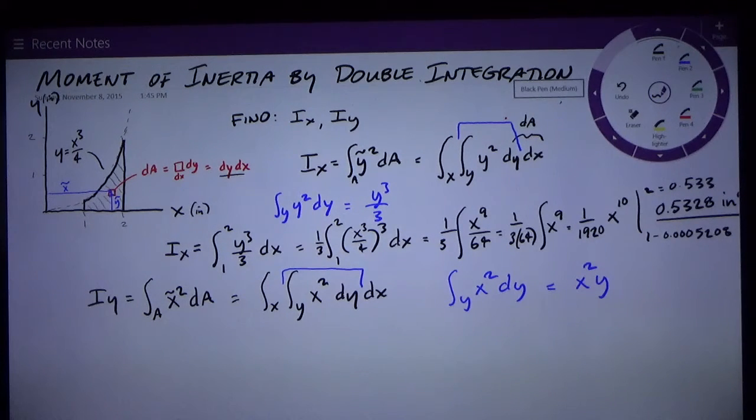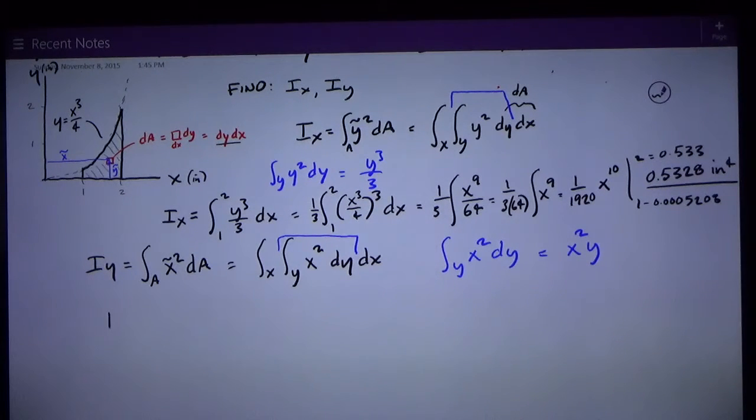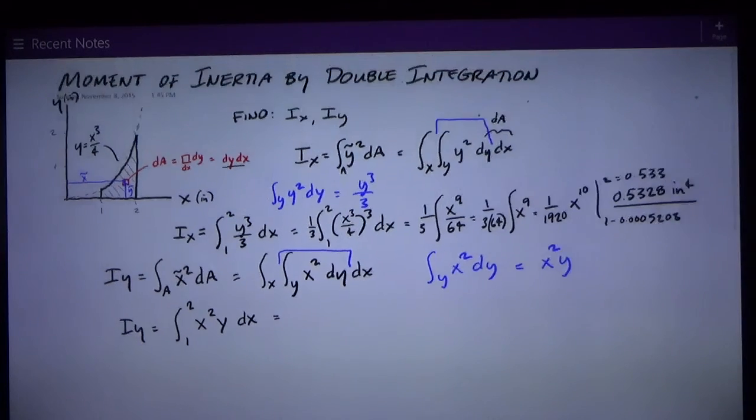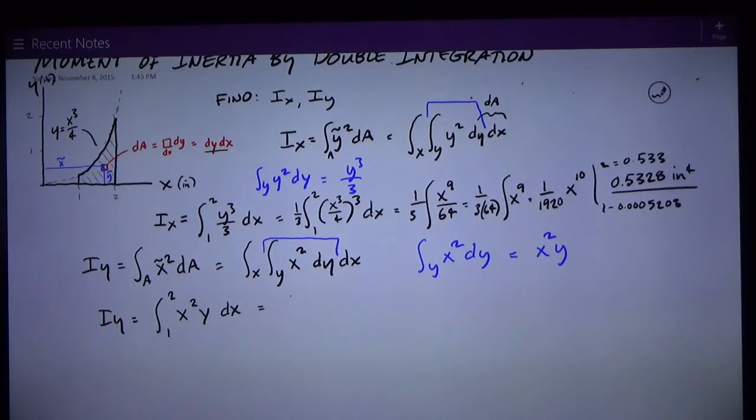Therefore, I put that back into the outside integral, and I get that Iy is equal to the integral from 1 to 2 of x squared y dx. Okay, well, y is equal to x cubed over 4. So this evaluates to the integral from 1 to 2 of x squared times x cubed divided by 4. So I can simplify that to be 1/4 x to the 5th power, which I'm going to bring that 1/4 to the outside, integral of x to the 5th from 1 to 2.